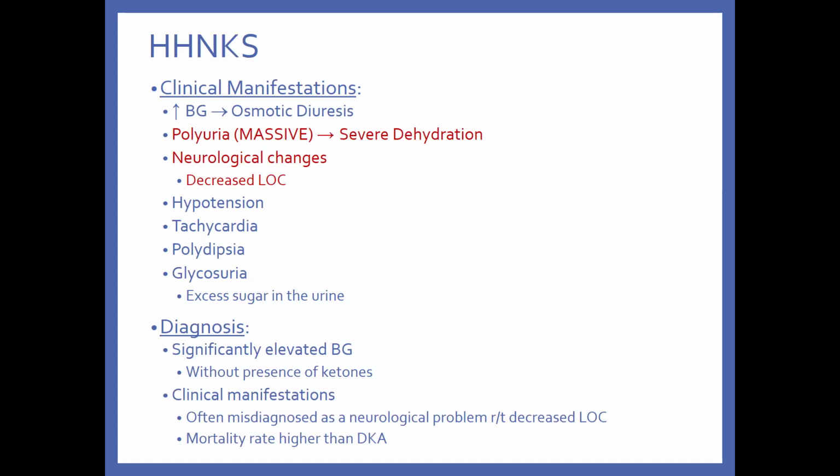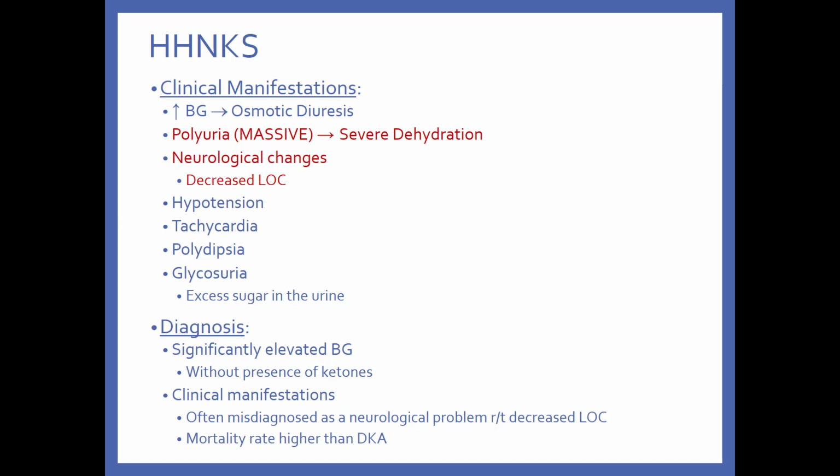So the symptoms that this patient will exhibit: the increased blood sugar, significant, and it's going to cause osmotic diuresis. So obviously when that happens, they're going to have massive amounts of urine output to try to flush out all the sugar that's in the blood. And because of the massive polyuria, they're severely dehydrated. They lose large amounts of fluid.